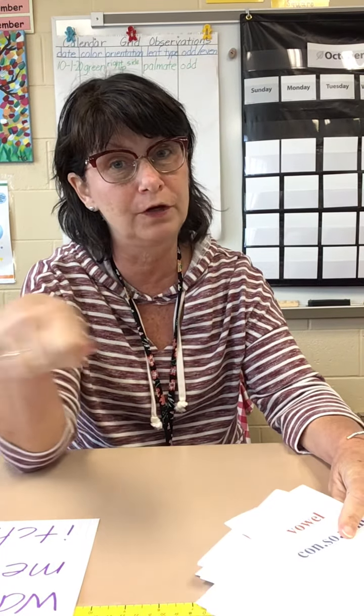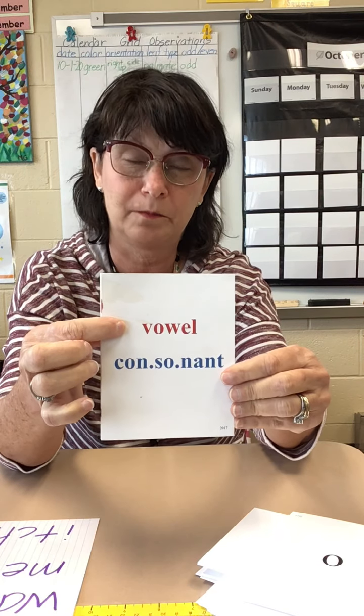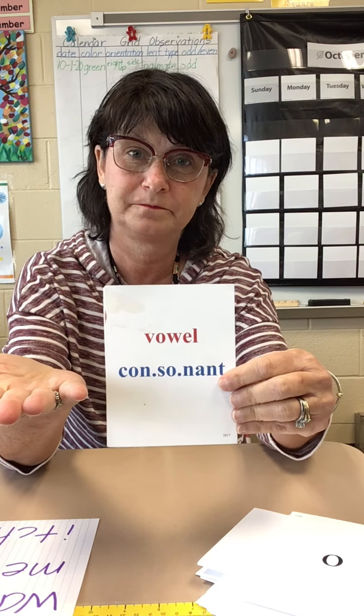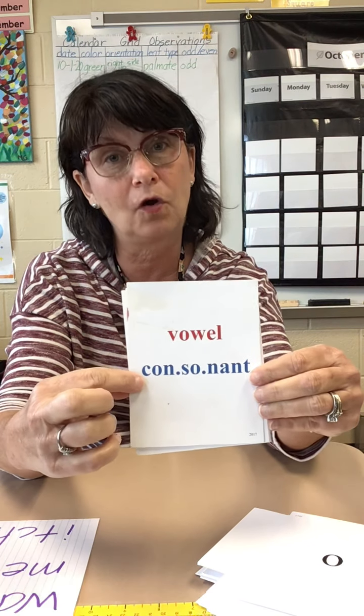I hope when you're doing your writing, you're thinking about all these OG skills that you're learning and remembering all of the rules. So here we go. A vowel is A, E, I, O, U, and sometimes Y. A consonant is all other letters.